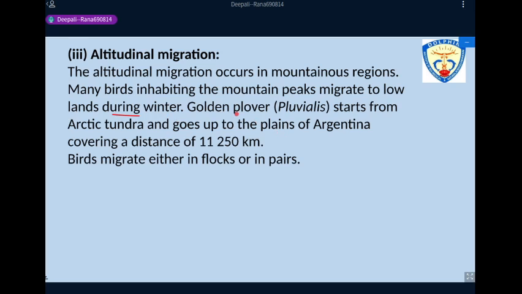Okay, so the best example for the altitudinal migration is the golden plover. Its scientific name is Pluvialis. It starts from the Arctic tundra and goes up to the plains of Argentina, covering a distance of 11,250 kilometers. And this bird migrates either in flocks or in pairs.